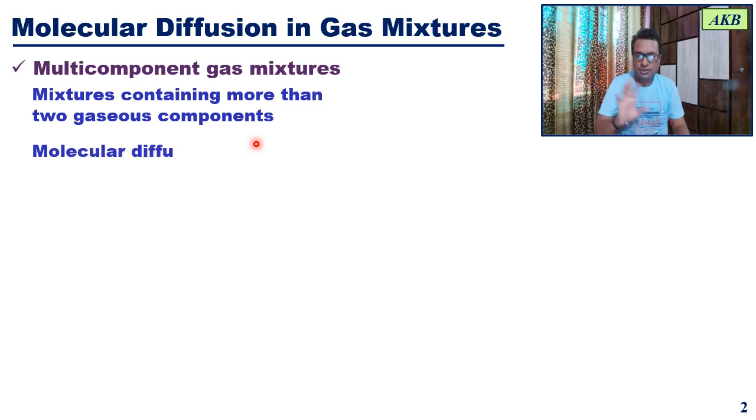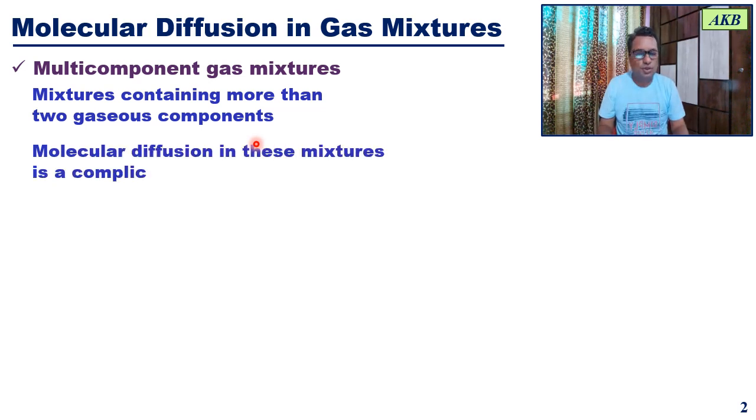The first thing that you have to note or understand, what is the fact? The fact is molecular diffusion in these mixtures is a complicated phenomenon. It is not easy to understand. It is not easy to describe mathematically. Mathematical equations that you can have for such situations are complicated. Okay, so in general, we are saying molecular diffusion in these gas mixtures. Which gas mixtures? Multi-component gas mixtures, those mixtures which are having more than two gaseous components in it.